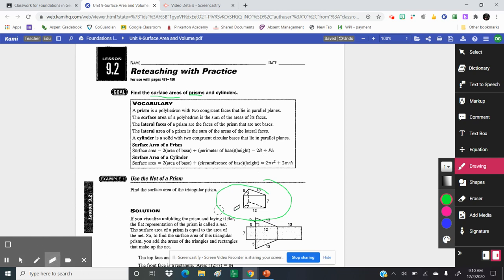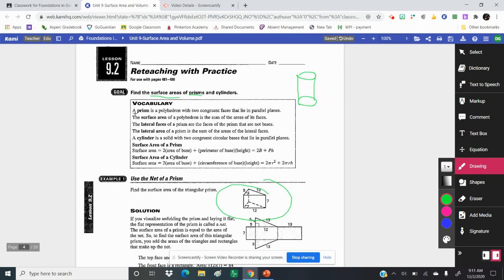So let's talk about what a cone would look like. I mean, what a cylinder would look like. A cylinder is going to have a base that is a circle. So there are going to be two parallel bases, two circles, and they're going to be joined like this. So that would be a cylinder.